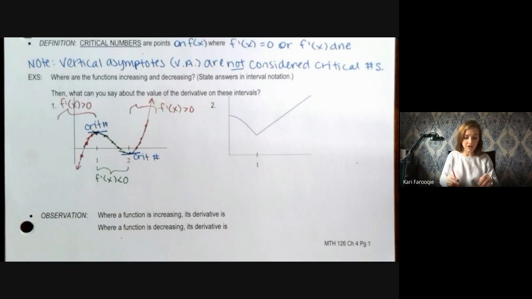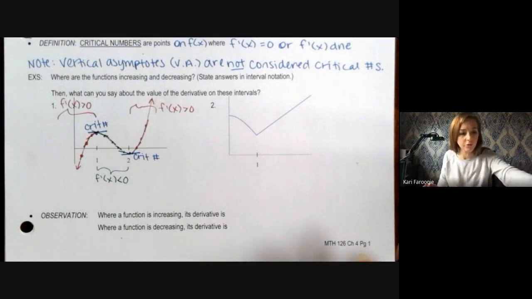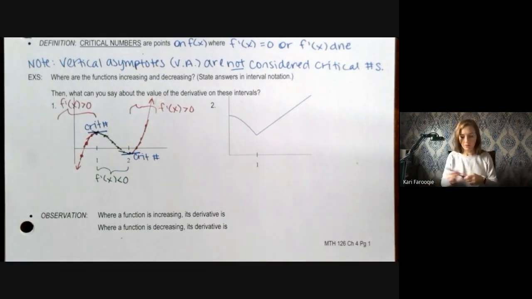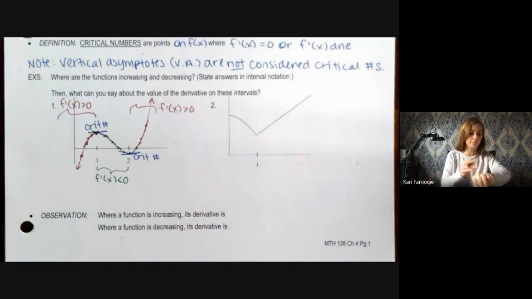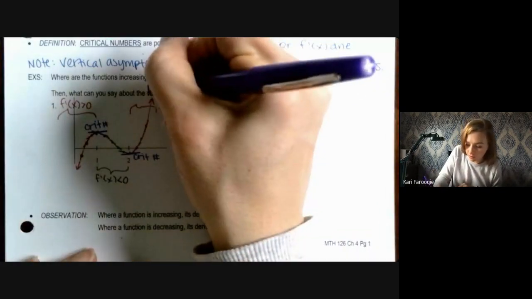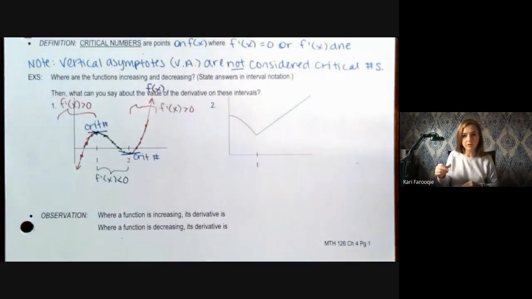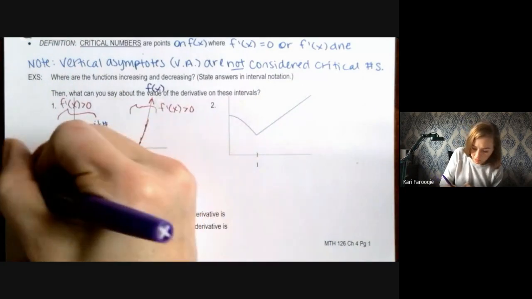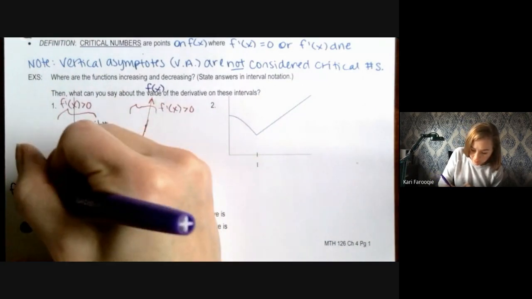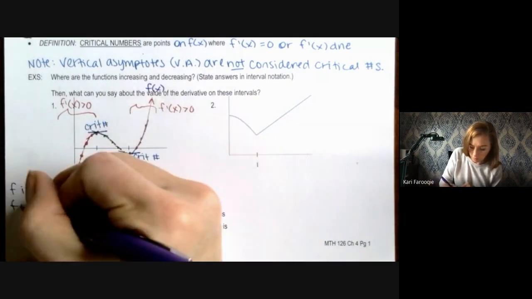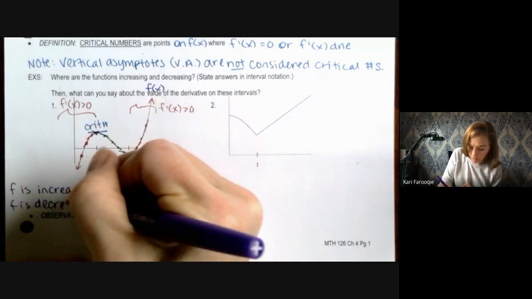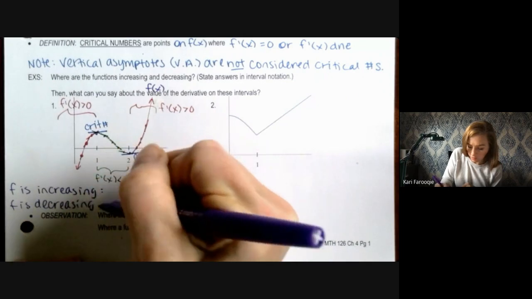So we can use our interval notation to state this. So what we would say here is that we have values where our function f, let's name it f of x, will be our function. So we can say f is increasing or f is decreasing, and we're going to list these as intervals.